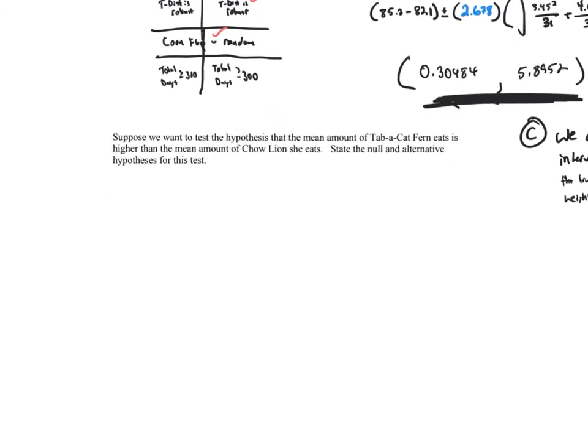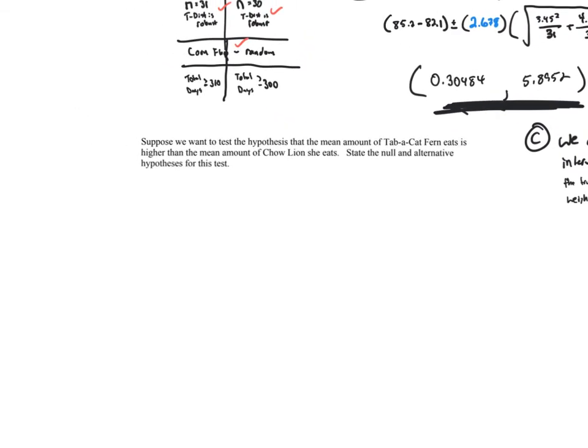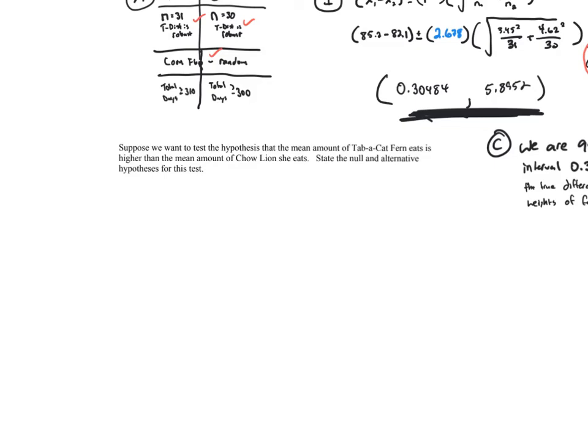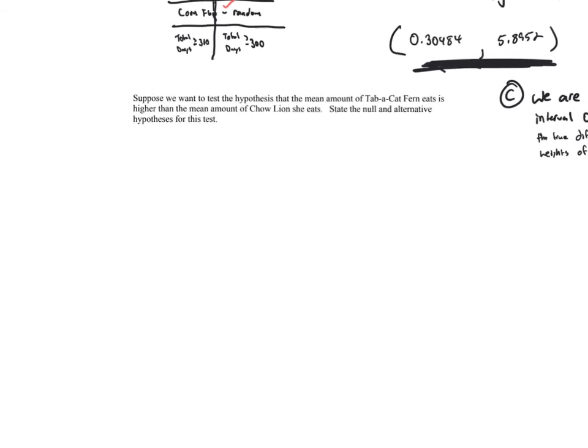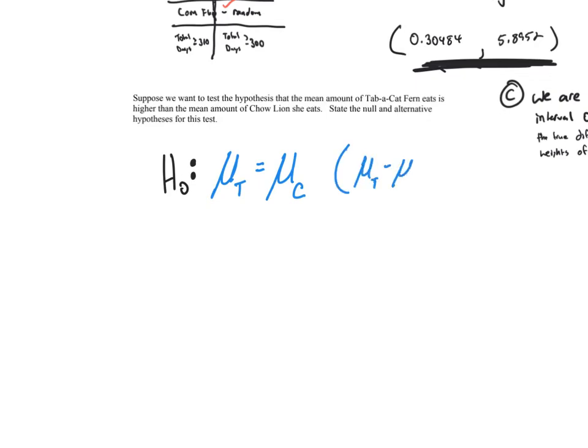Okay, so here's the next question. Suppose we want to test the hypothesis that the mean Tabbycat eats is higher than the mean of Chow Lion she eats. State the null and alternative hypothesis. Something you should know: the null hypothesis is always a standard. We're going to say the mean of Tabbycat is equal to the mean of Chow Lion. Or, to put it another way, the mean of Tabbycat minus the mean of Chow Lion would equal 0.